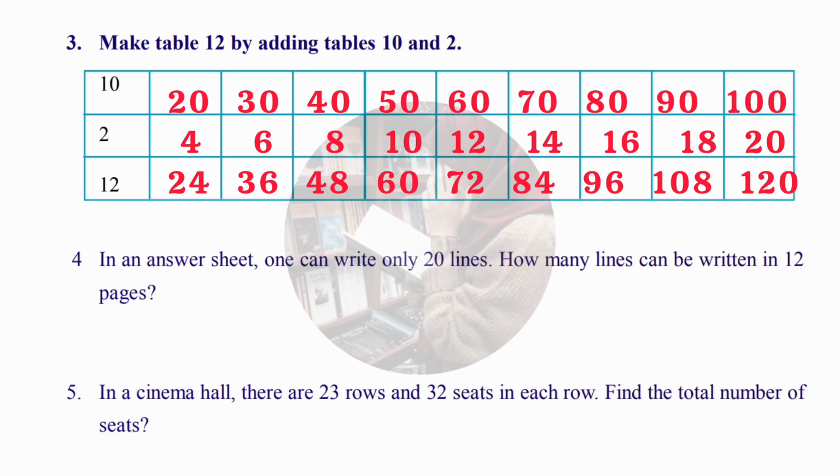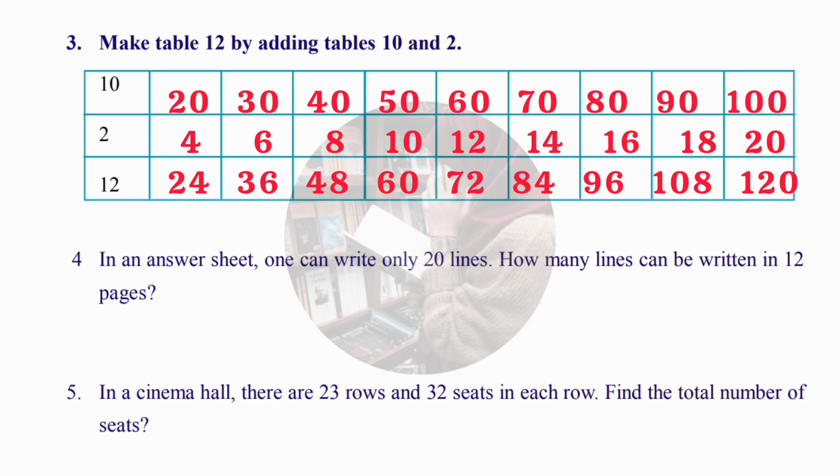So 20 plus 4 is 24, 30 plus 6 is 36, 40 plus 8 is 48, then 50 plus 10 is 60, then 60 plus 12 is 72, then 70 plus 14 is 84, then 80 plus 16 is 96, then 90 plus 18 is 108, then 100 plus 20 is 120. Okay, if you see the 12 table, 12 1s are 12, 12 2s are 24, 12 3s are 36, 12 4s are 48, 12 5s are 60, 12 6s are 72, 12 7s are 84, 12 8s are 96, 12 9s are 108, 12 10s are 120.